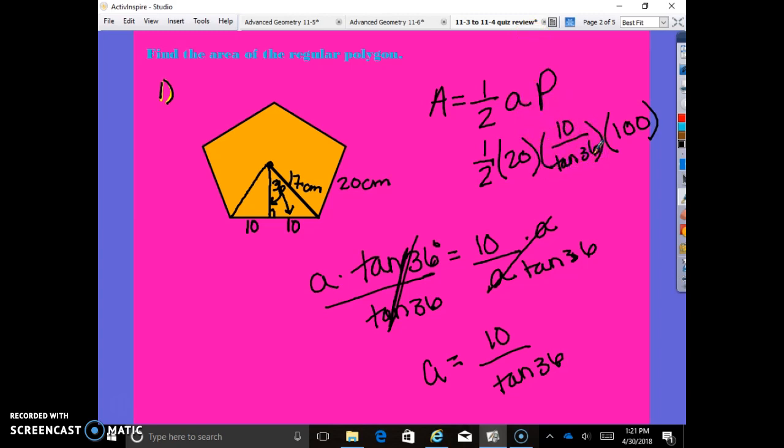At this point, I pick up my calculator. And I do 10 divided by tan 36, equals, times 100, times 20, divided by 2. And I get 1,000. Oh, no, that's not 1,000. That's 13,763.82. Did I do something wrong? I totally did something wrong.